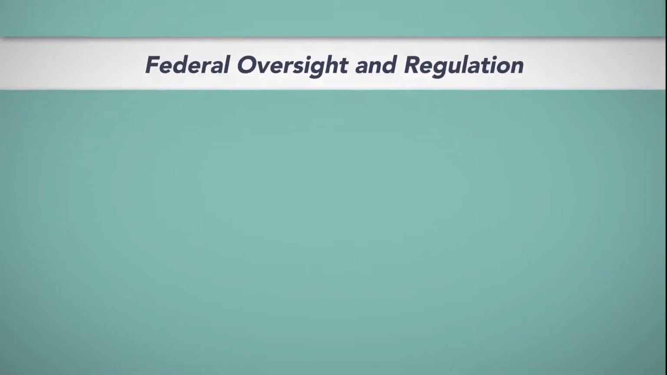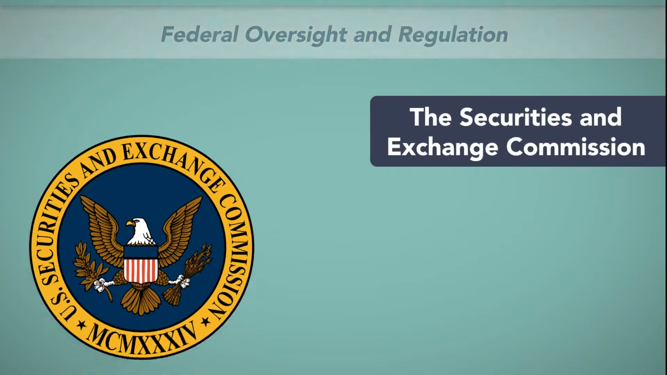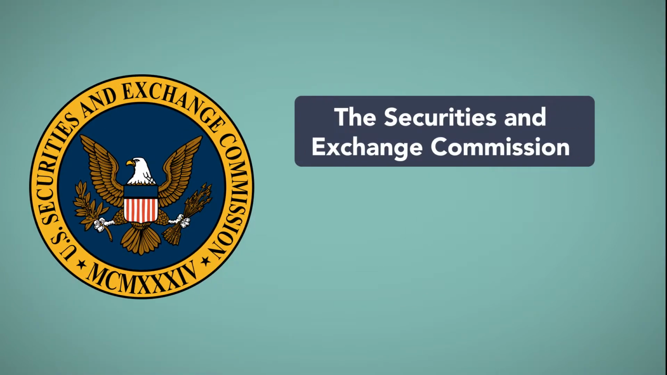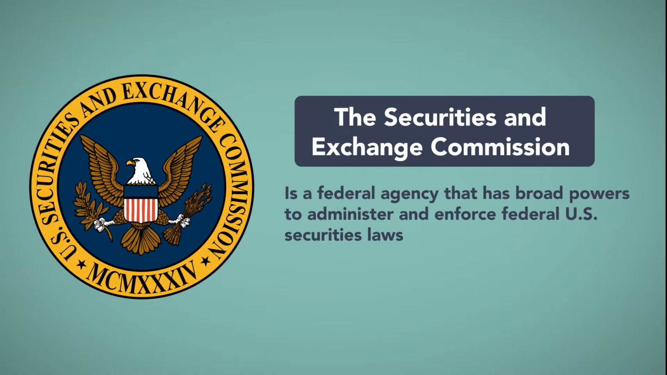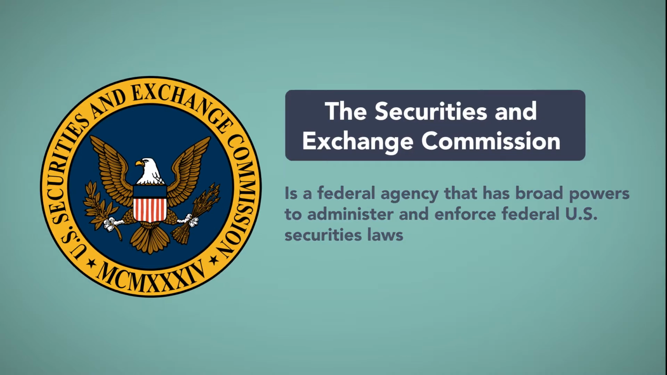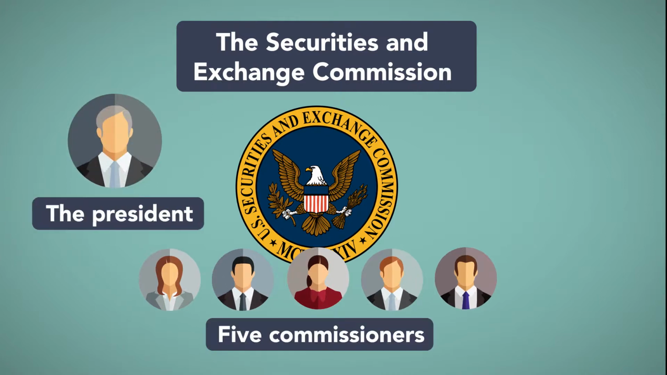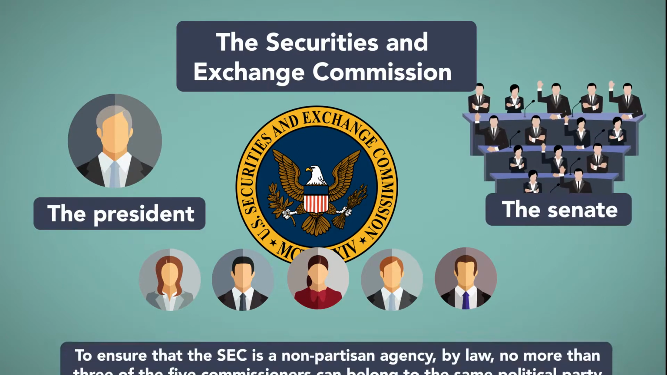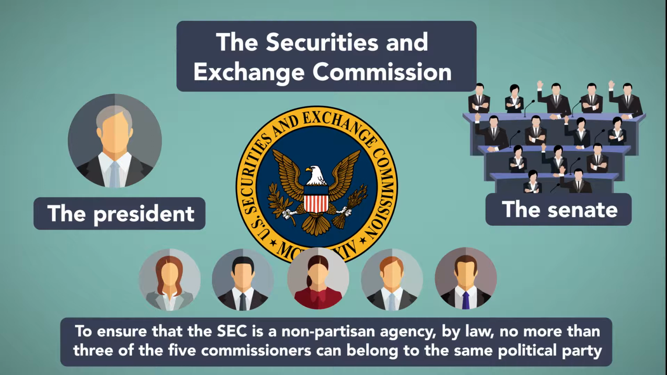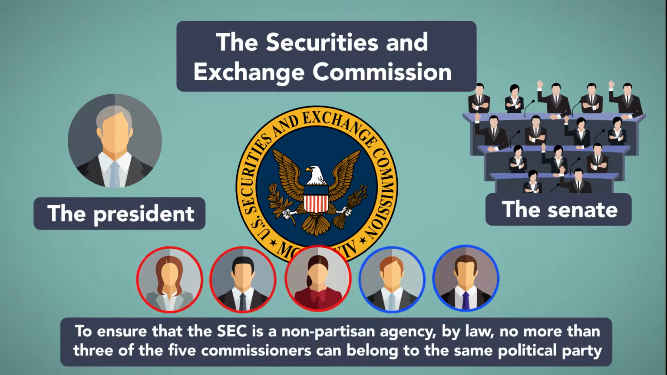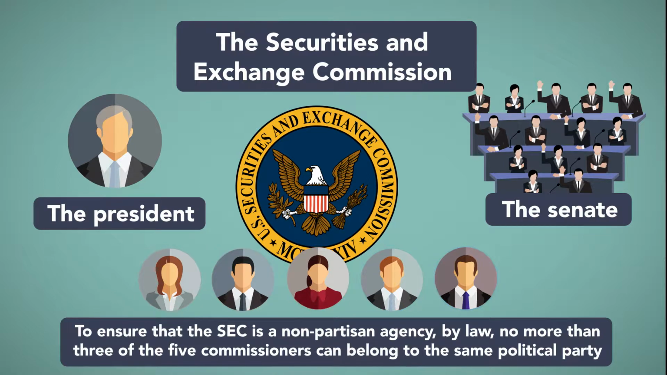Federal oversight and regulation. The Securities and Exchange Commission, also referred to as the SEC, is a federal agency that has broad powers to administer and enforce federal U.S. securities laws. The SEC is an independent agency consisting of 5 commissioners who are appointed by the President and confirmed by the Senate. To ensure that the SEC is a nonpartisan agency, by law, no more than 3 of the 5 commissioners can belong to the same political party.